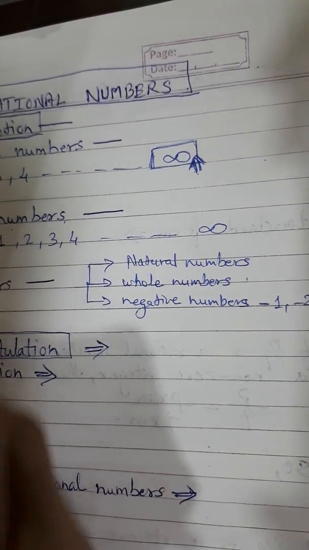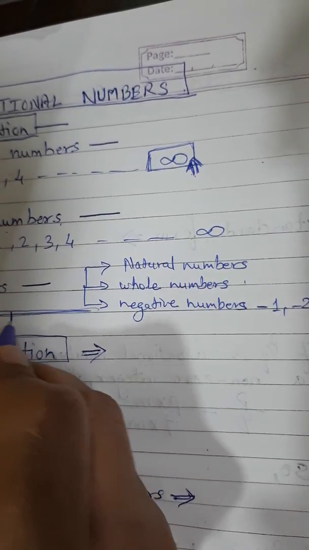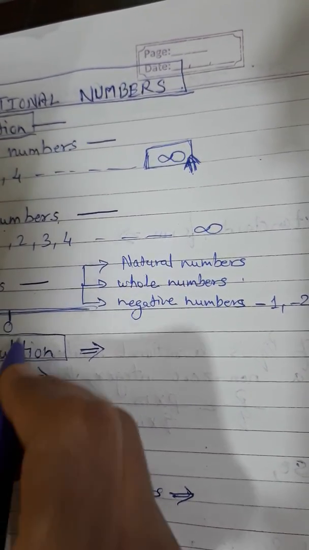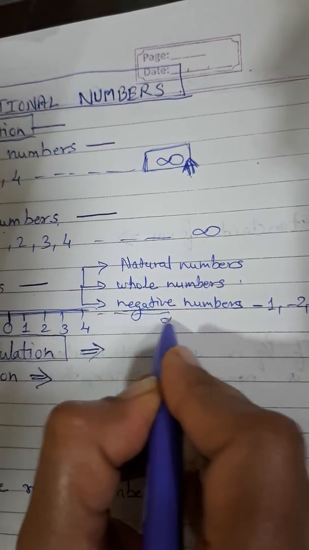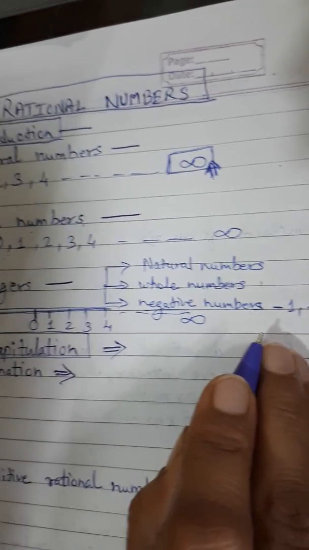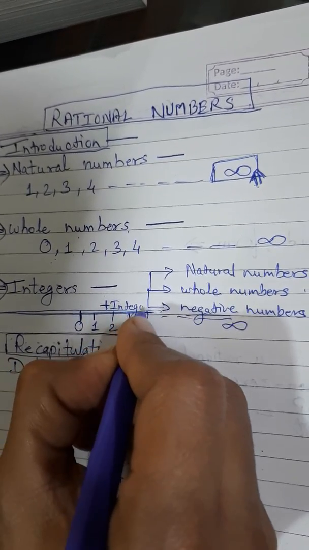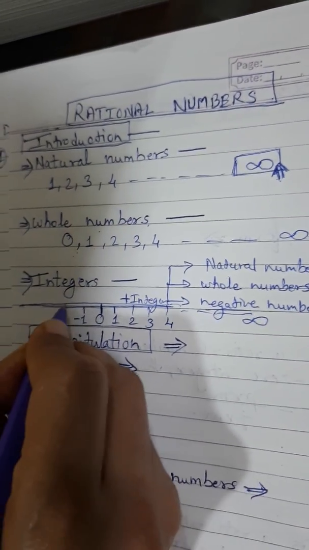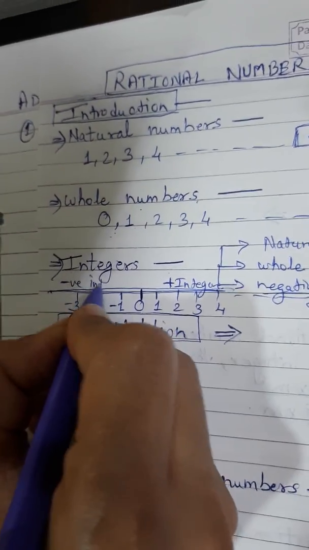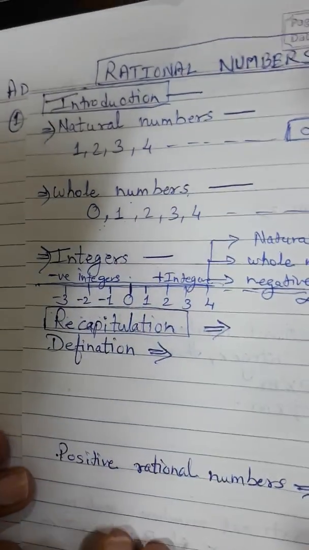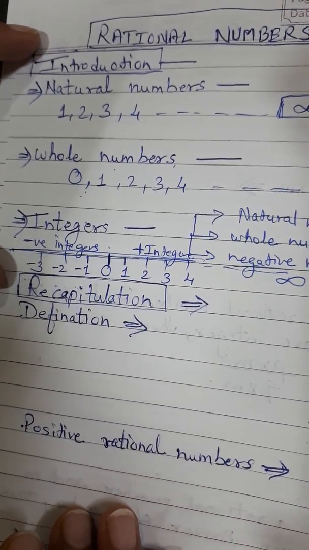We will represent this on a number line also. On the number line, in the middle, we write 0. Then 1, 2, 3, 4 till infinity on the right hand side are positive integers. And on the left hand side, -1, -2, -3 are negative integers. So these all three points you already did in 7th class.